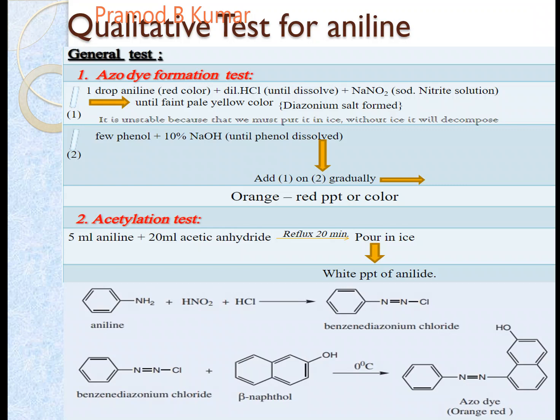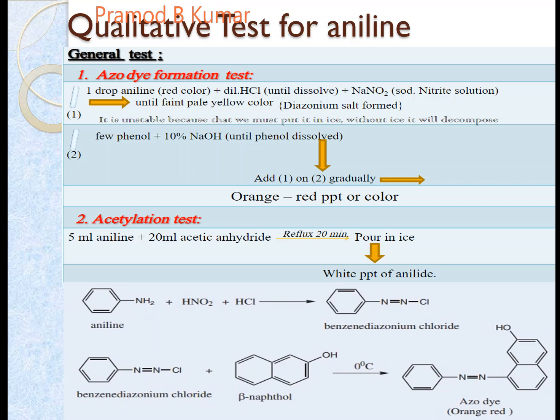Now let's go for the qualitative test. How do you determine aniline? If you are given a sample, how do you determine whether it's aniline or not? The first step is the azo dye test. You take 1 drop of aniline, you add dilute HCl until it dissolves, so you have a clear solution. Then add NaNO2 solution until a pale yellow color is formed. The reaction should be at 0 degrees using ice; the mixture has to be cooled using ice.